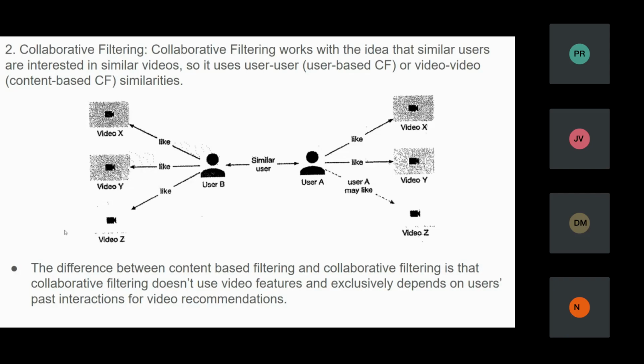So the difference between content-based filtering and collaborative filtering is that collaborative filtering doesn't use video features and exclusively depends on users' past interactions for video recommendations.